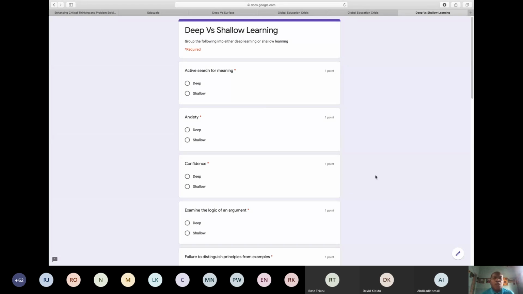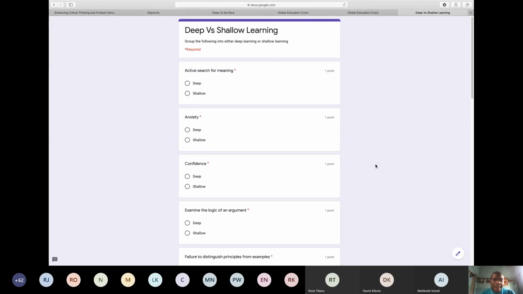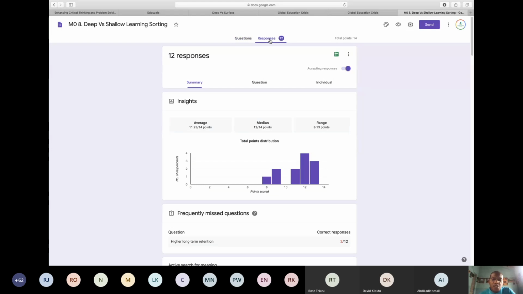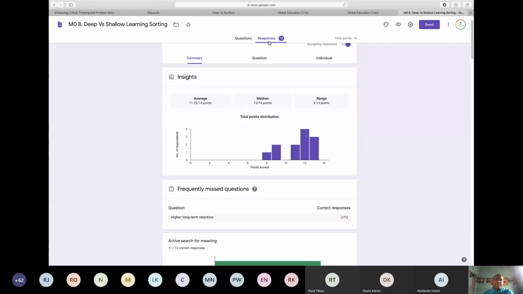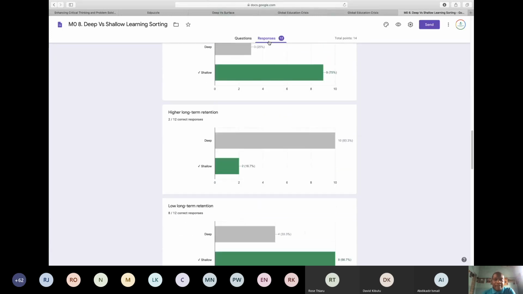Now, a Google form is a form whereby this is how it looks. We are given this and we are supposed to answer what is deep and what is shallow. I can show you the results of the 8 people who have responded, but I'm expecting everybody to respond. So 12 people have responded, and this is what they have been saying.